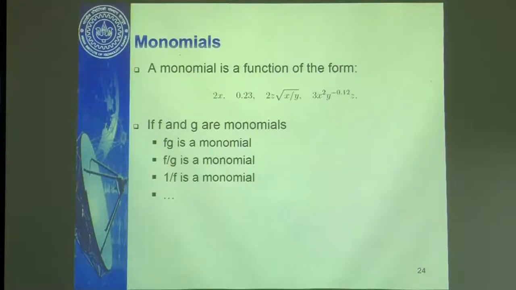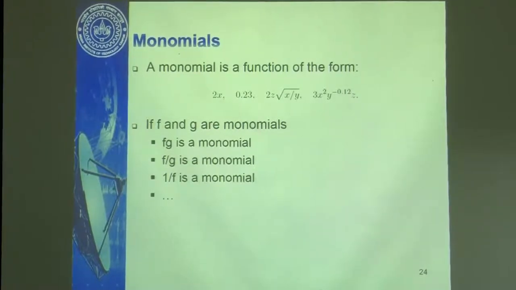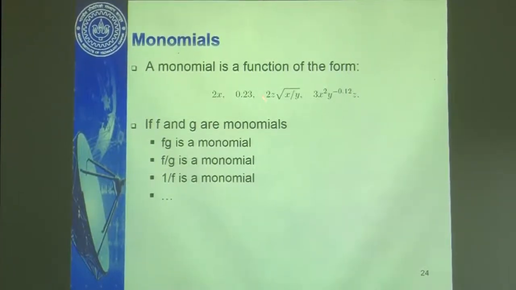So to this end, let us introduce some definitions. A monomial is a function of this form: you have some variables raised to some powers, times a constant. So x or x by y. Why is x by y a monomial? Because it is y raised to the power minus 1, or minus 0.5. All these functions are monomials.